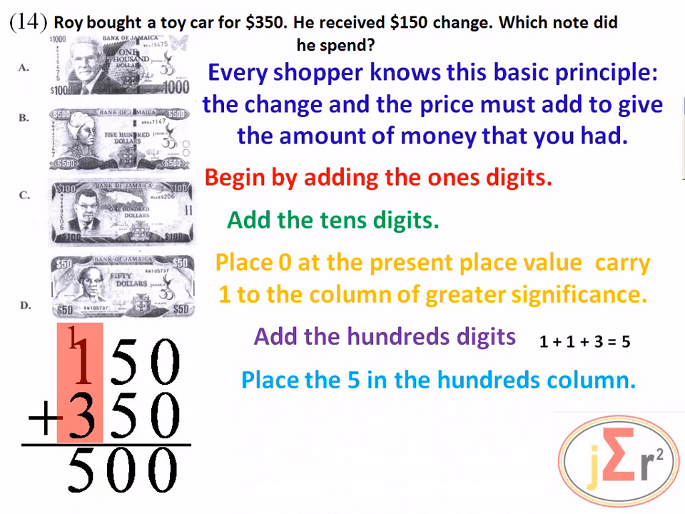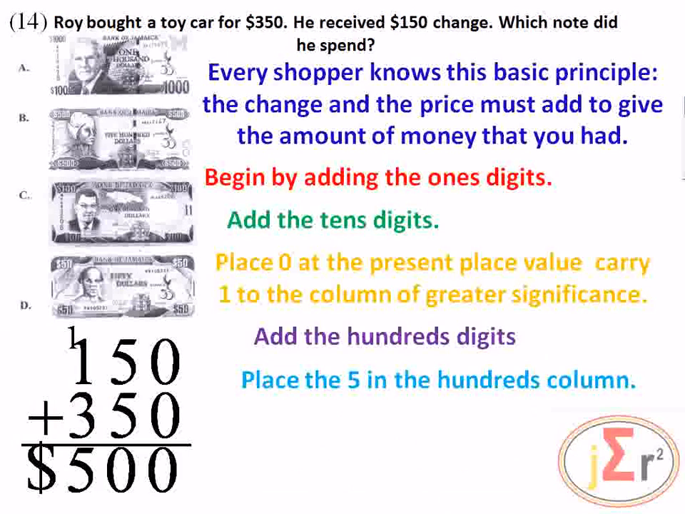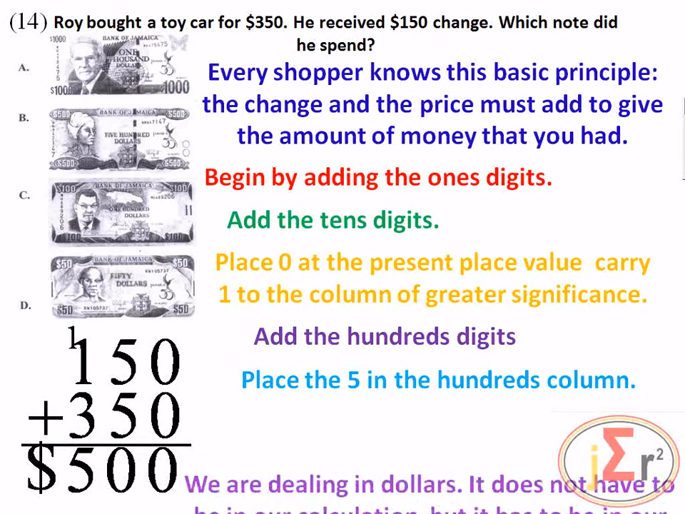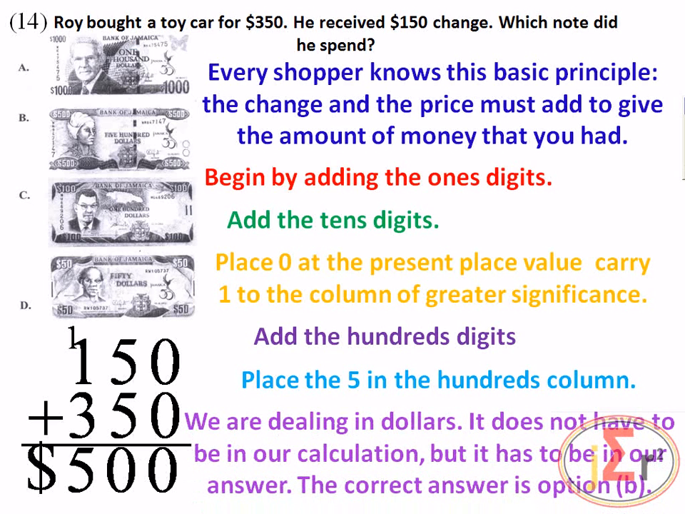And what do we get for our answer? $500. Right. And we need to include the dollar sign. We are dealing in dollars. It does not have to be in our calculation, but it has to be in our answer. The correct answer is option B.